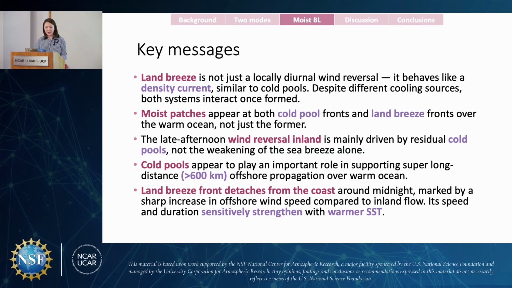And the cold pool appears to play an important role in supporting super long distance, usually more than 600 kilometers, offshore propagation over warm ocean. The land breeze front detaches from the coast around midnight, marked by a sharp increase in offshore wind speed compared to inland flow. Its speed and duration sensitively strengthen with warmer SST.